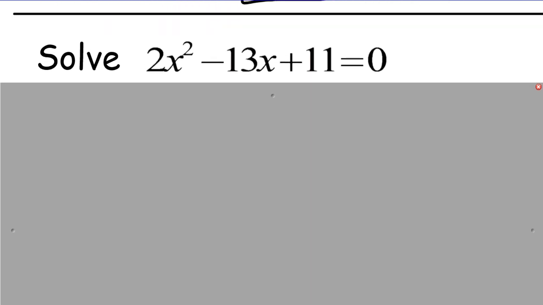So pause the video now for maybe a minute and a half. Unpause it once you've had a chance to try and want to see it worked out. So pause the video now, please.